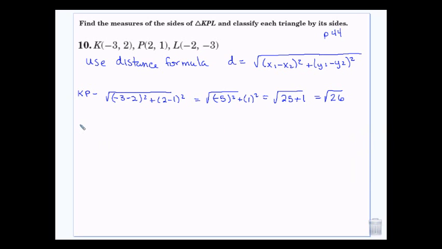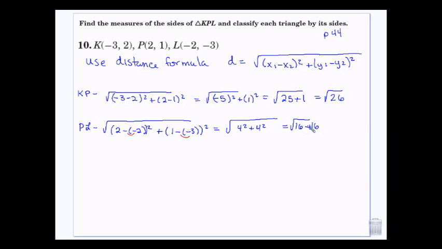Okay, then we can try PL. And we get 2 minus negative 2 plus 1 minus negative 3. So that's 2 plus 2 and 1 plus 3. So I have the square root of 4 squared plus 4 squared. So 16 plus 16. So the square root of 32. And the final side is KL.